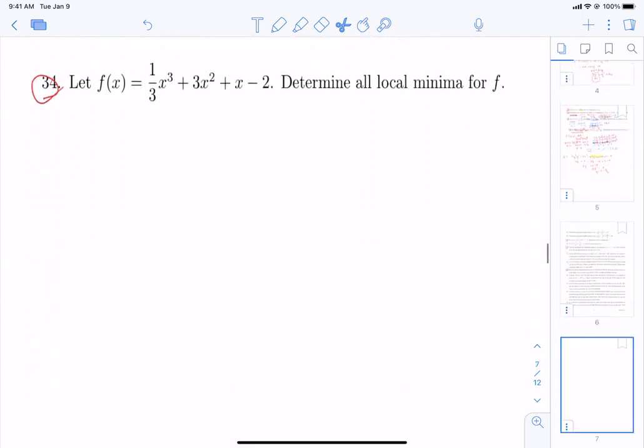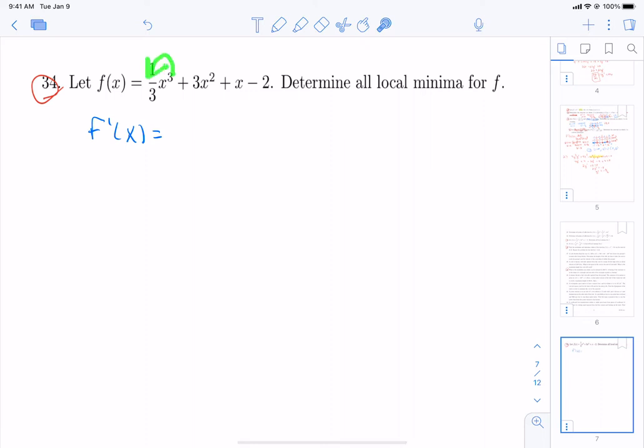Okay, so let's do 34. Local minimi, those are just a fancy way of saying the local minimums. Remember, maxes and mins are about the first derivative. So we have to do the first derivative and make a first derivative chart. The first thing, when they ask you to find the local minimi or maximi, whichever they ask you to find, take the first derivative.